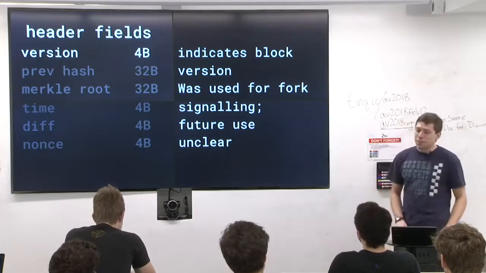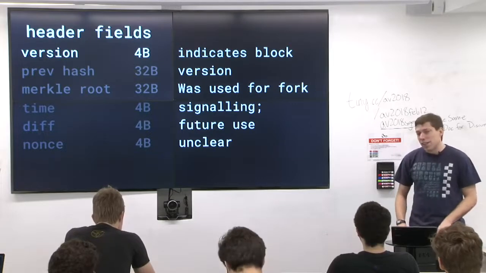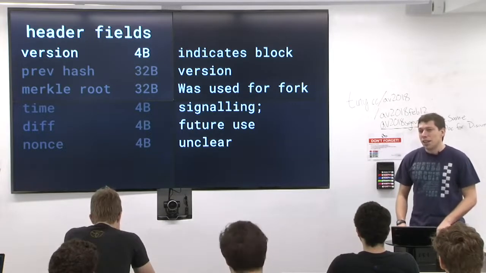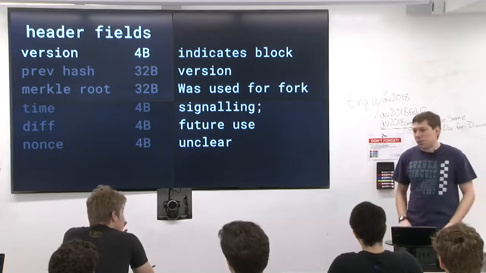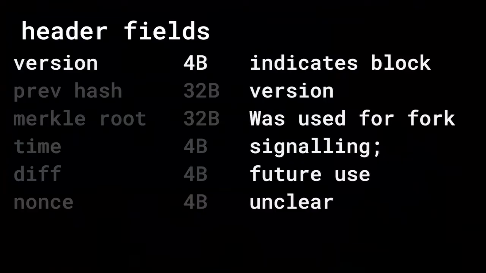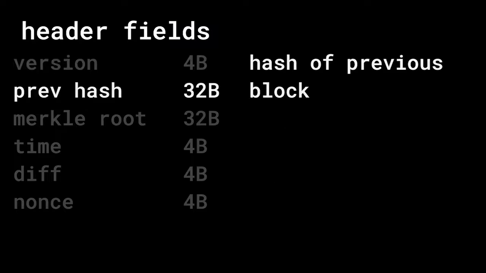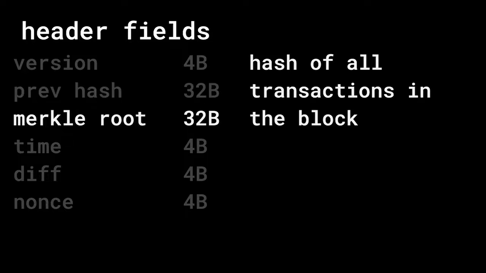In practice, what happens is you'll see in your logs all the time "unknown version detected," and it's just someone setting random numbers in the version field, and it doesn't seem to mean anything. So not super useful. Previous hash, just like in the problem set, is the hash of the previous block, 32 bytes. Merkle root, as described a few slides before, is the hash of all the transactions in the block.